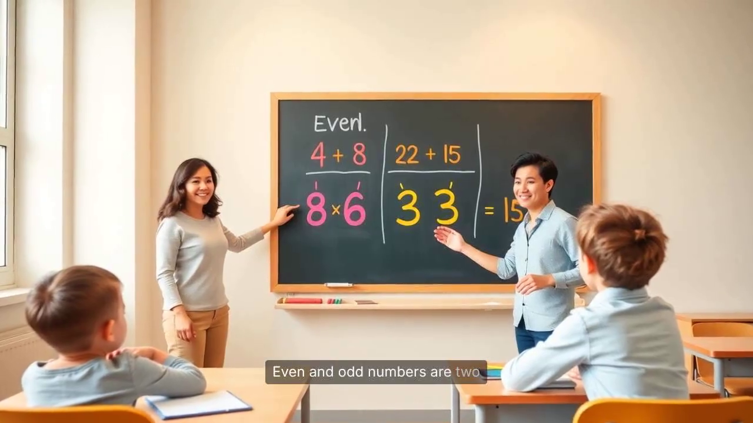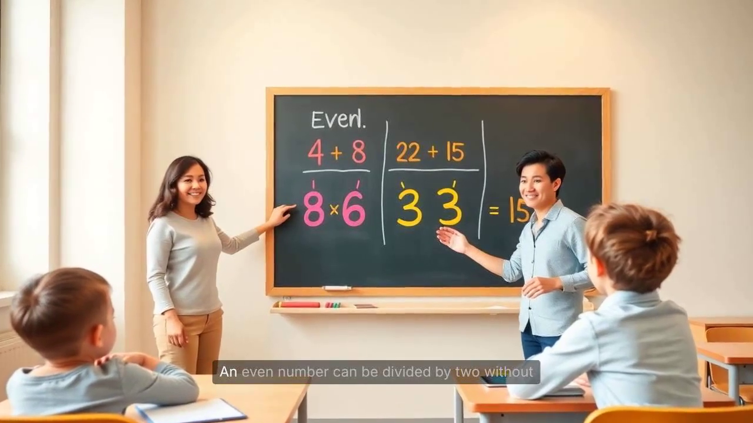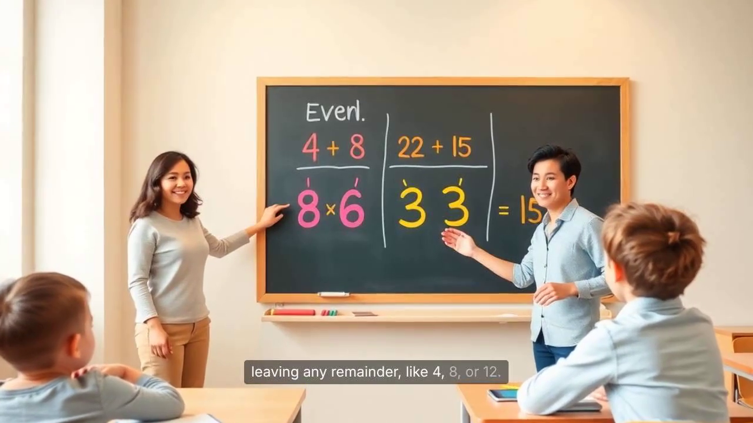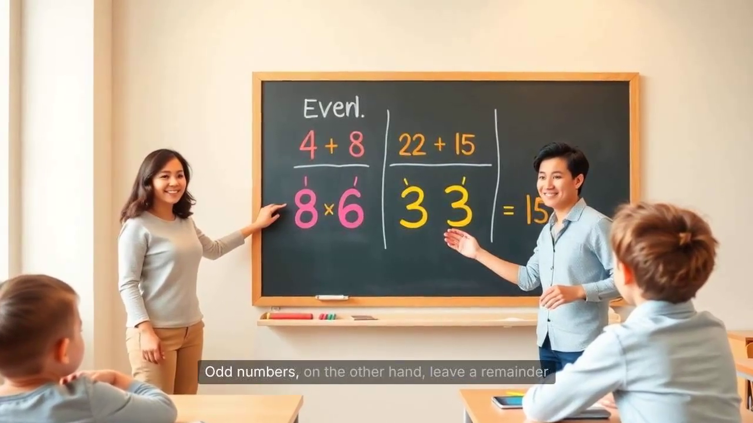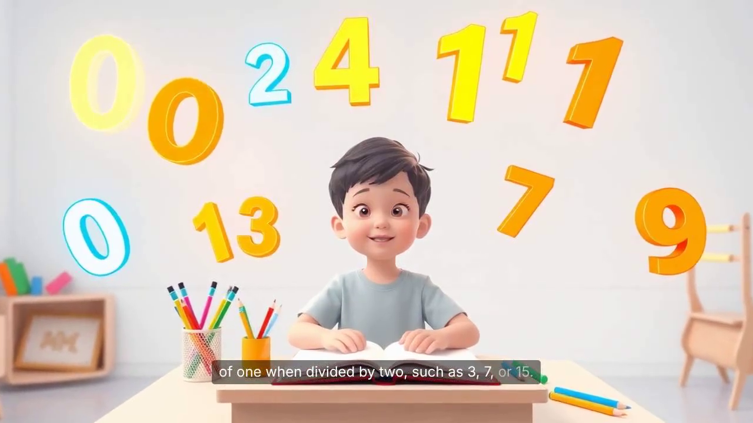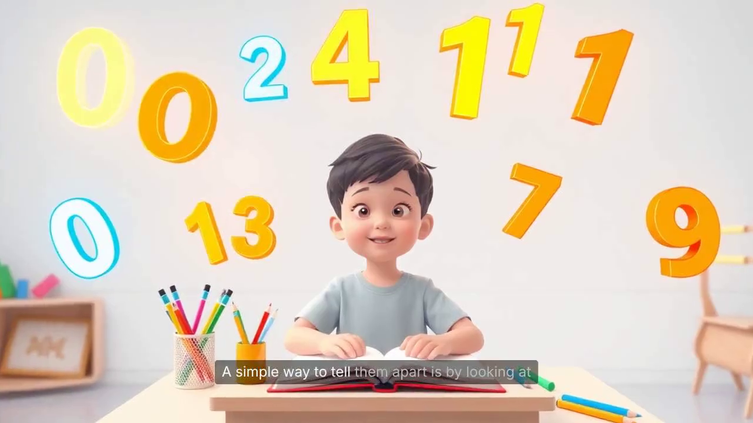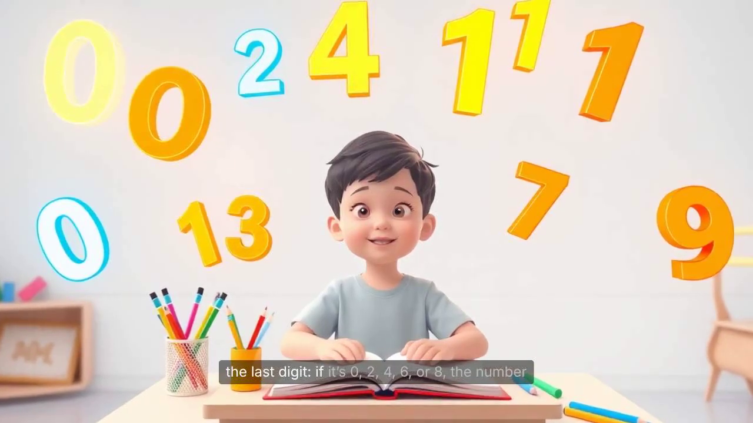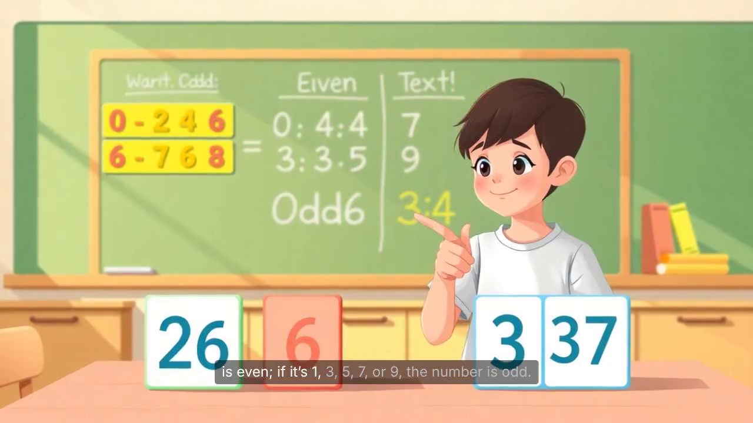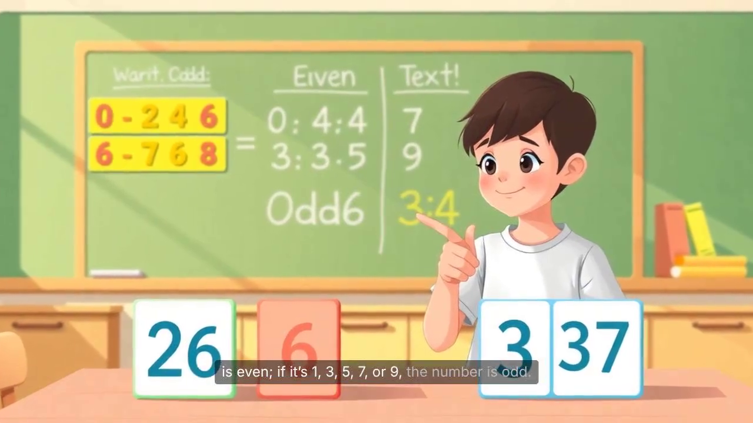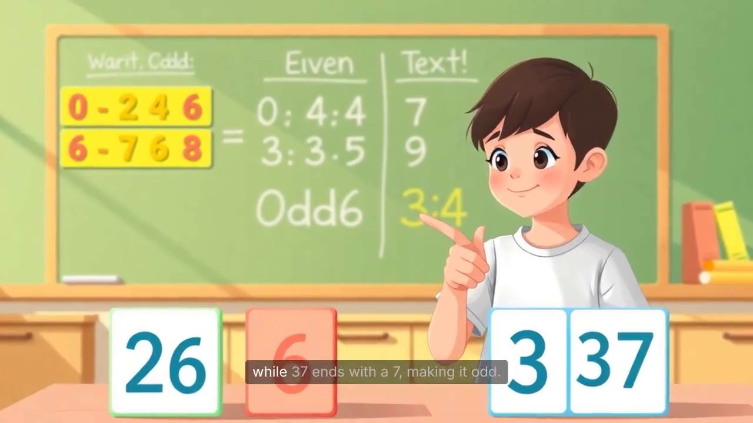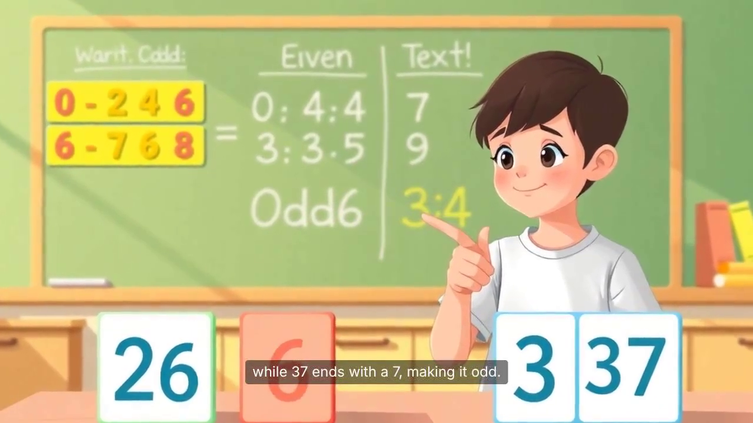Even and odd numbers are two basic types of whole numbers. An even number can be divided by 2 without leaving any remainder, like 4, 8, or 12. Odd numbers, on the other hand, leave a remainder of 1 when divided by 2, such as 3, 7, or 15. A simple way to tell them apart is by looking at the last digit. If it's 0, 2, 4, 6, or 8, the number is even. If it's 1, 3, 5, 7, or 9, the number is odd. For example, 26 ends with a 6, so it's even, while 37 ends with a 7, making it odd.